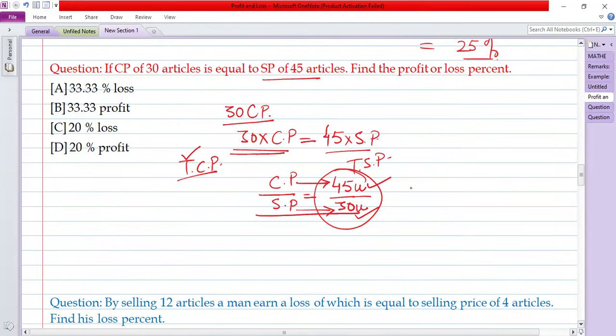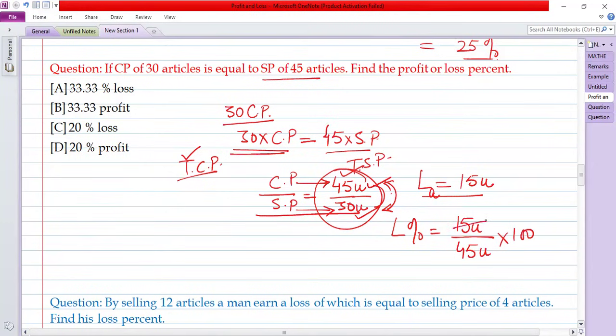So obviously, clearly, this is a case of loss. And what is the loss here? Loss is obviously 15 units, the difference between numerator and denominator. That is the loss amount. So what will be the loss percentage? It is loss amount divided by CP. So what is CP? The CP is 45 units into 100. So simply we have to cancel out. It is 300 by 3.